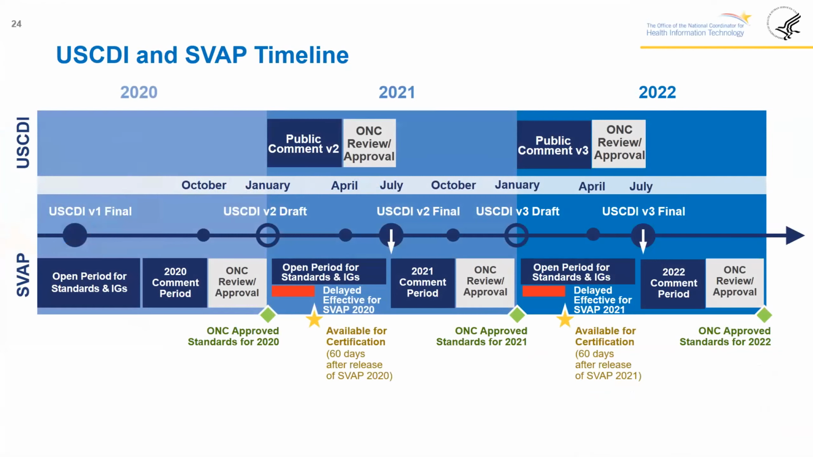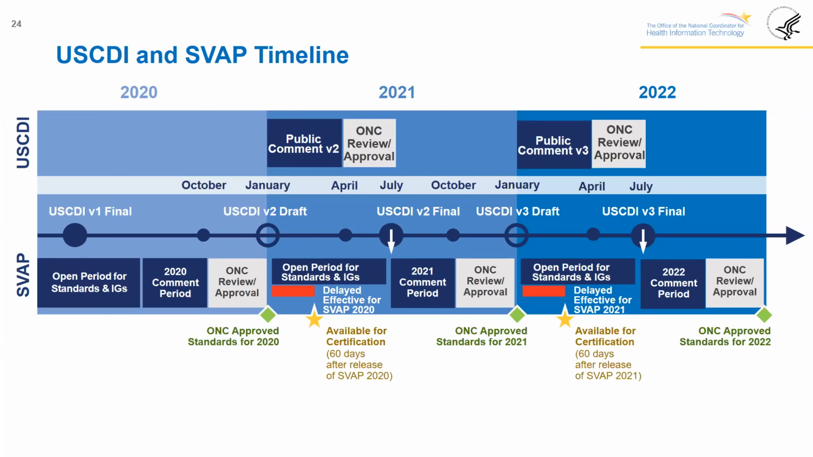So revisiting the timeline for the USCDI alongside the SVAP now. At the top, we note the public comment periods for newer versions of the USCDI before those drafts are finalized and become available. Along the bottom, we note the recurring process to identify and approve SVAP versions of standards, as well as announcing and making those approved versions available in the certification program. Specific to USCDI version 2, note it will only be available for comment this year. And again, that public comment period is currently taking place until April 15th.